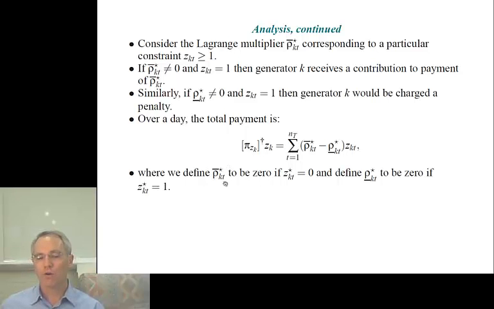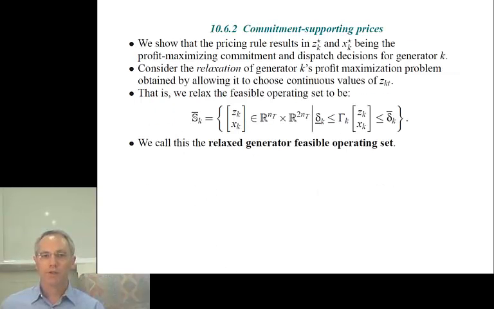Nevertheless, I'll define the corresponding Lagrange multiplier to be 0, and similarly I'll define rho underline kt star to be 0 if zkt is equal to 1. So let's show that the pricing rule results in zk star and xk star being the profit maximizing commitment and dispatch decisions for generator K.